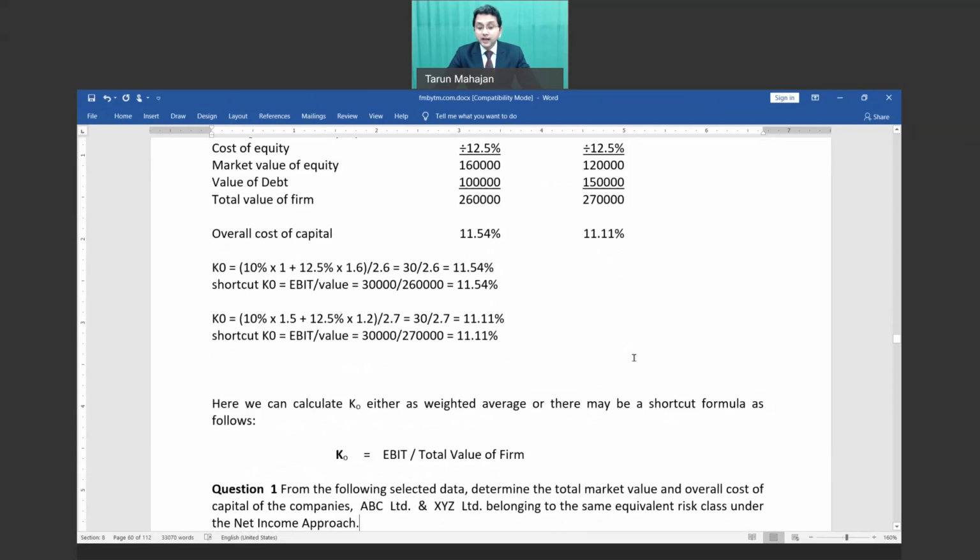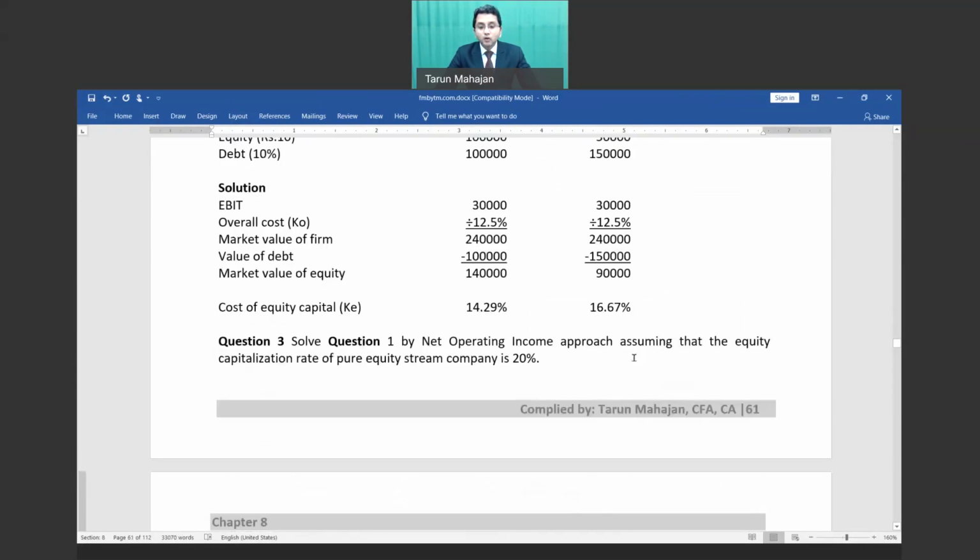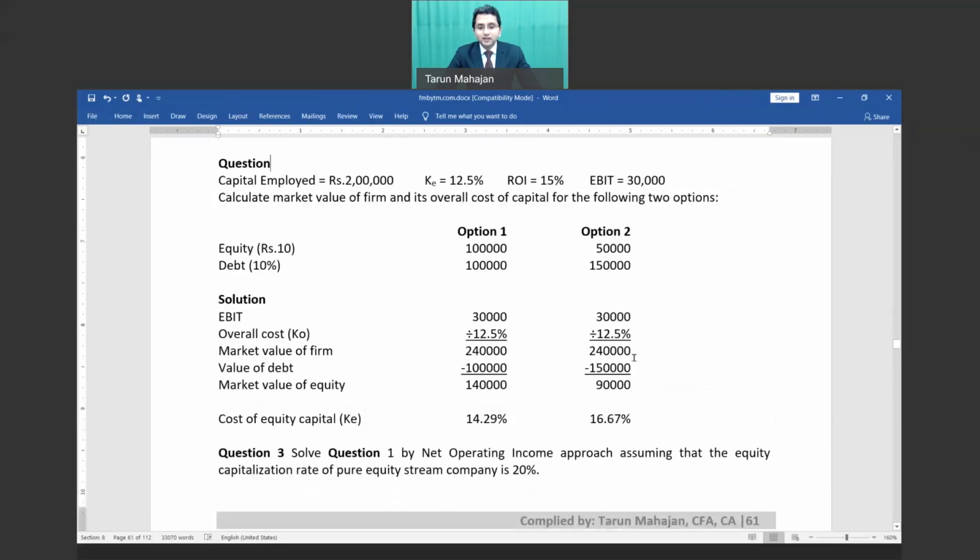So this was the NI approach. Now, how do I solve a question under the NOI approach? Here the process will be just reversed.